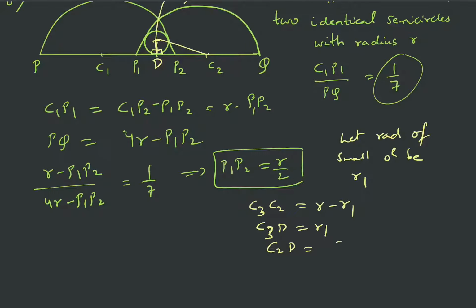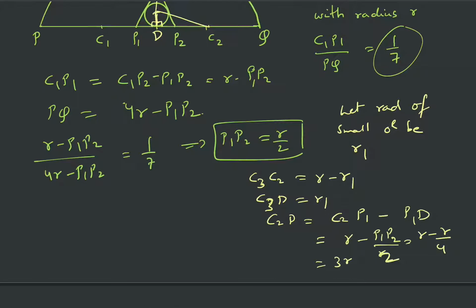And what about C2D? C2D is nothing but C2P1 minus P1D. Okay, so C2D is nothing but C2P1 minus P1D, but P1D and P2D are equal by symmetry, right? Because both the circles are of equal radii. So P1D, P2D are equal, and they are equal to P1 P2 by 2. So C2 P1 is nothing but r minus P1D, which is P1 P2 by 2. So this is r minus r/4, right? So this is 3r by 4.